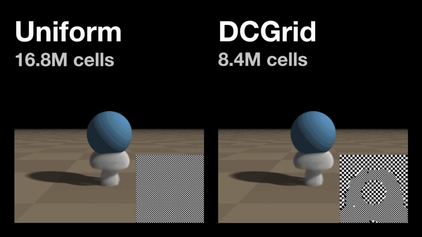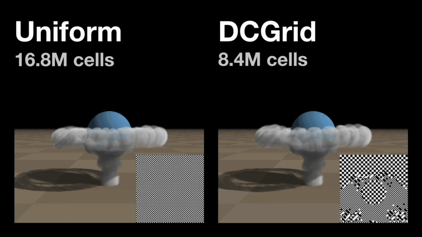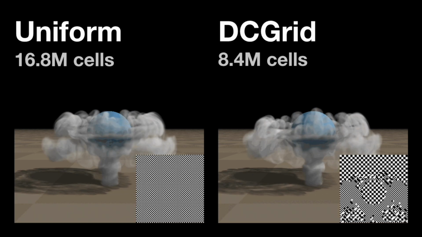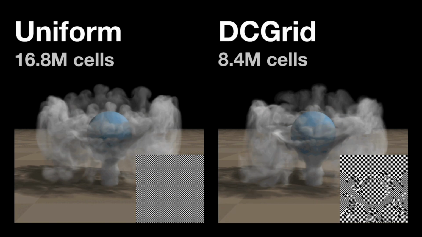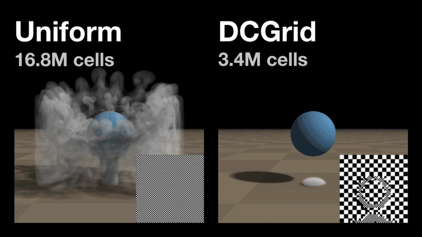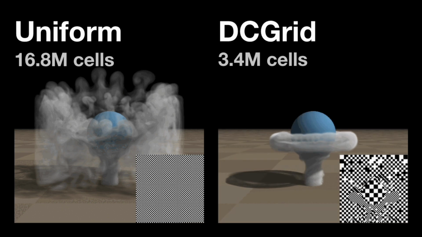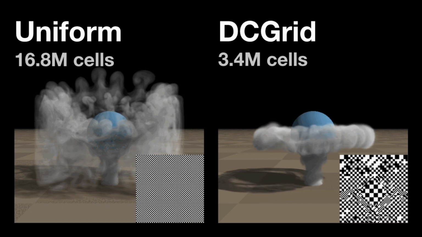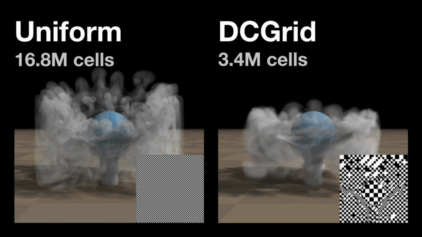And here we see DCGrid and our adaptation algorithm in action. The DCGrid simulation uses only half as many cells as the uniform simulation. Still, the result is of similar quality. When we use a lower cell limit, we see a similar result. However, the resulting quality is visibly lower.